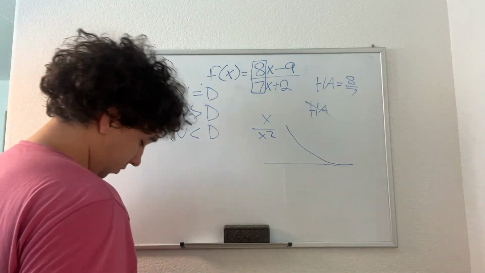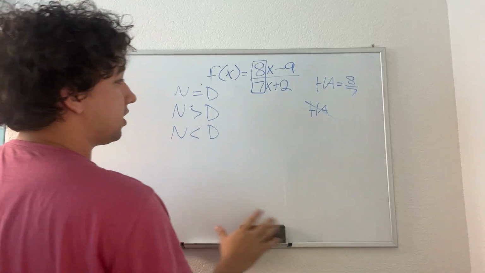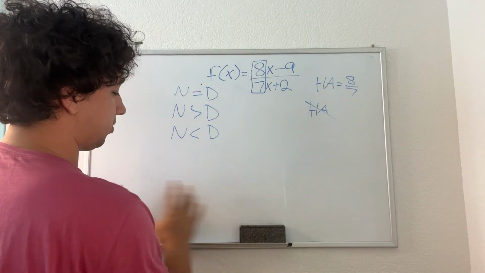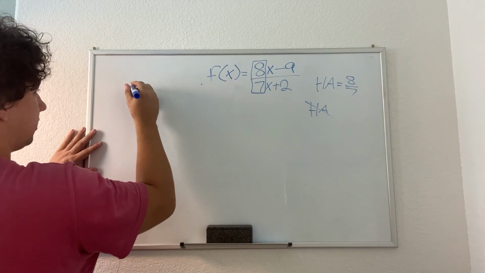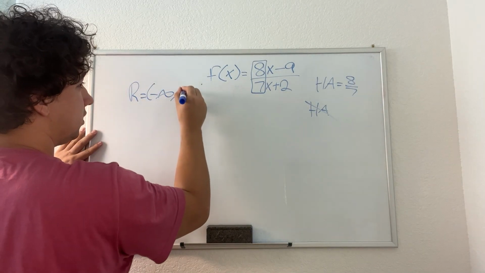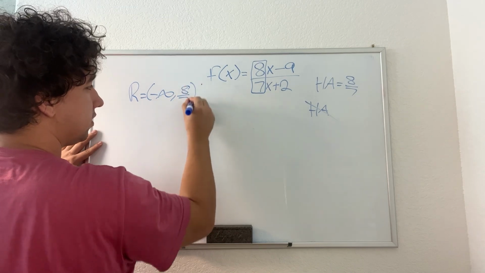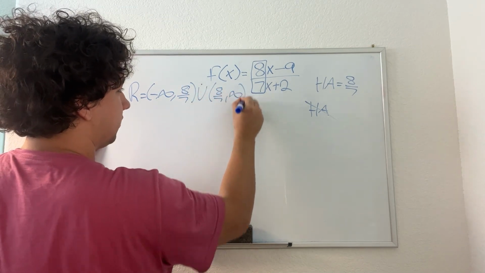Nice catch. But in this case, like I said, the horizontal asymptote's at 8/7, so my range, just like I did for my domain, is going to be equal to negative infinity to 8/7 union 8/7 to infinity.